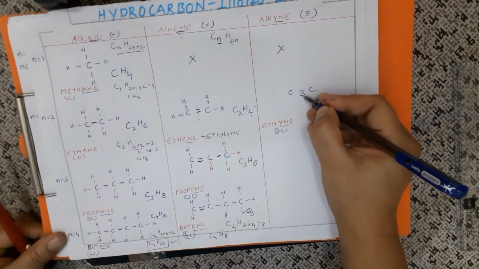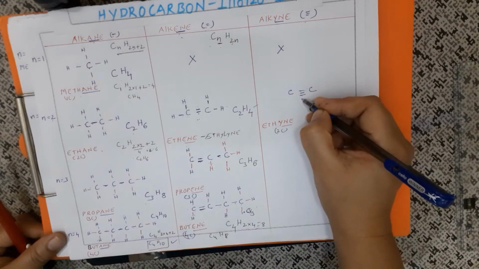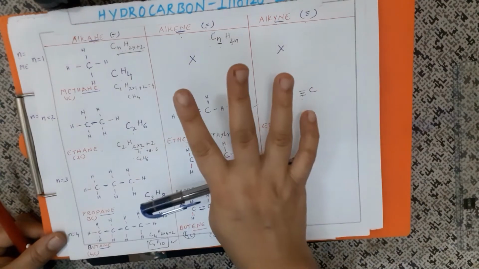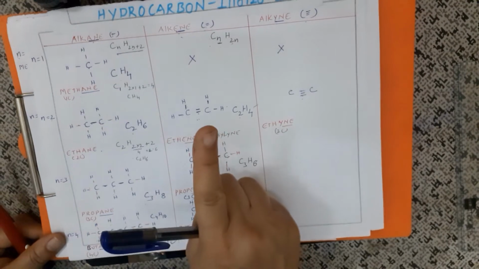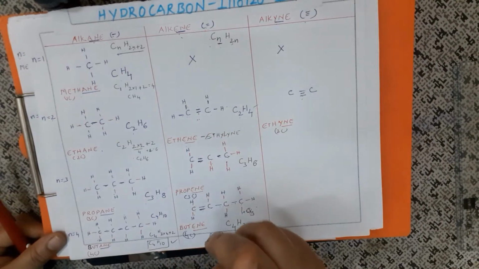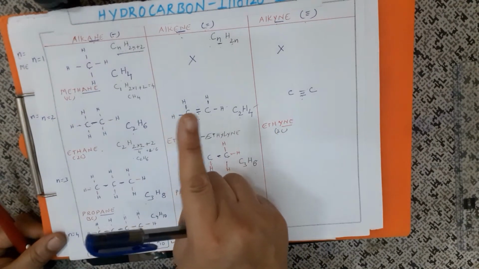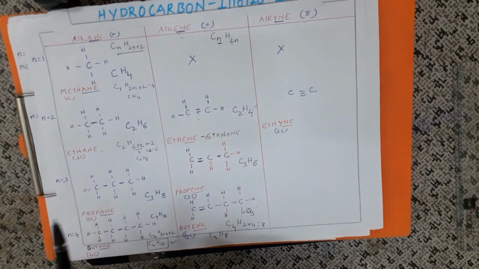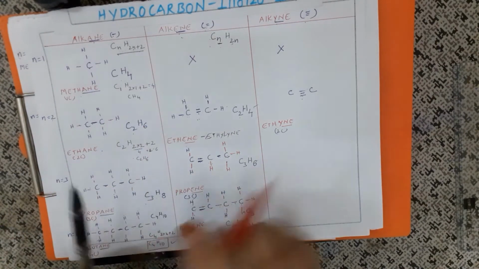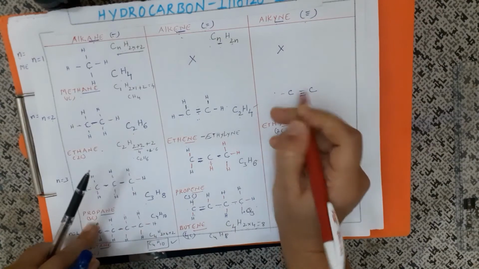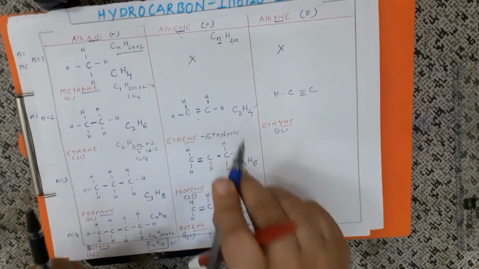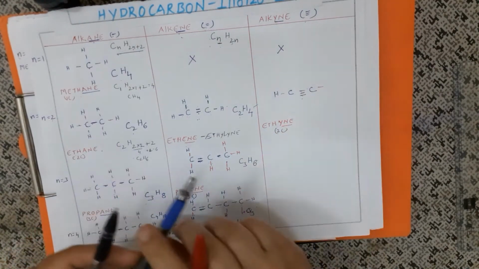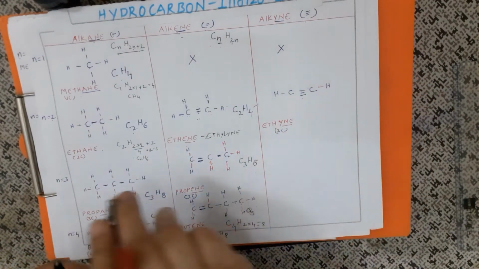So one, two, three. And these three bonds indicate what? Three electrons have been shared. So that means out of four, three electrons have been shared. How many more are left? One more electron is left. And that one more electron will be shared with whom? With the hydrogen. Similarly, this second carbon also will share with another hydrogen. Got it, children?